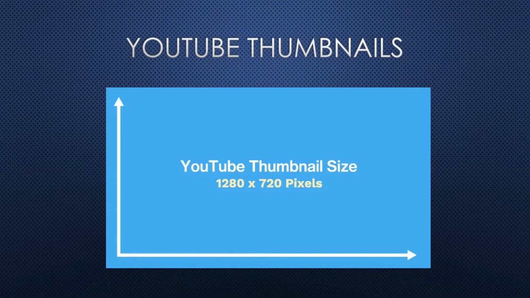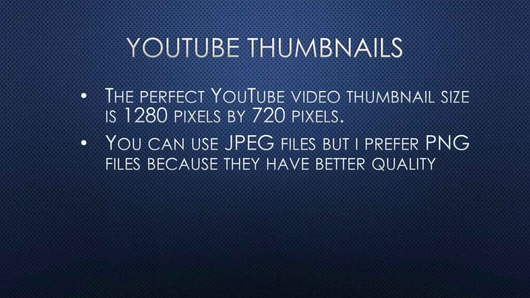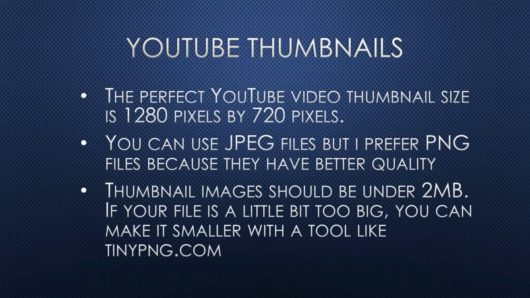First, the technical side. The perfect YouTube video thumbnail size is 1280 pixels by 720 pixels. You can use JPEG files, but I prefer PNG files because they have better quality. Thumbnail images should be under 2 MB, but if your file is a little bit too big, you can make it smaller with a tool like tinypng.com. It's also free.